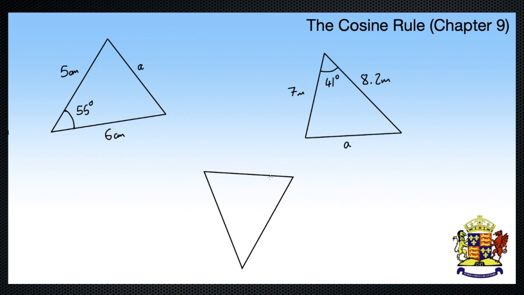This final question, I have 49 degrees, 2.4 centimeters, 3.7 centimeters, and I want to find this side. Okay, so pause the video now, have a go using that cosine rule, and then I'll go through the answers.